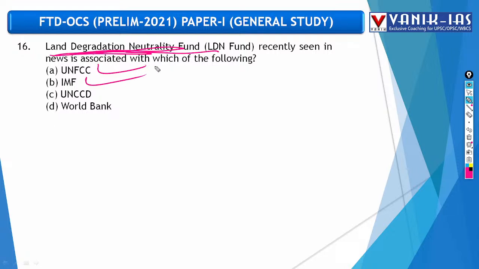IMF, the International Monetary Fund, gives funds in case of a balance of payments crisis. They give loans. Even the UNCCD, the United Nations Convention to Combat Desertification. Remember, this is to combat desertification. Desertification means land degradation, so obviously C will be the right answer. World Bank will provide loans. So C is the answer regarding the Land Degradation Neutrality Fund. Just by logic you can solve this question.